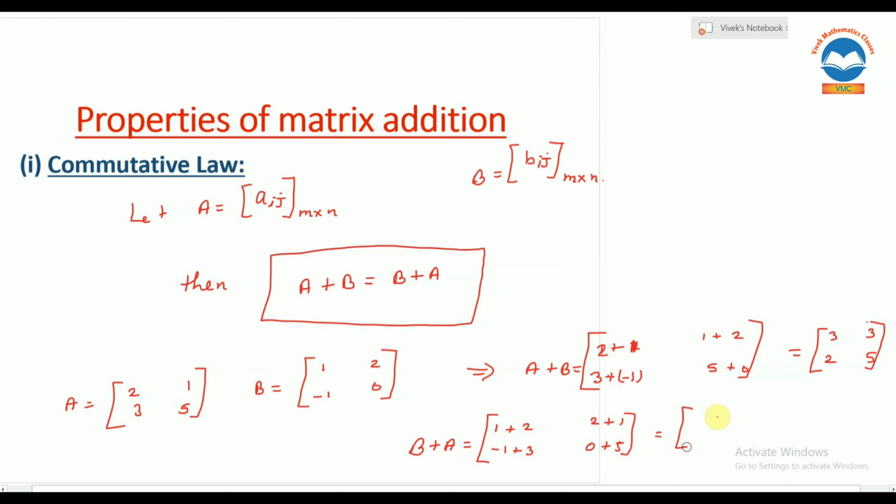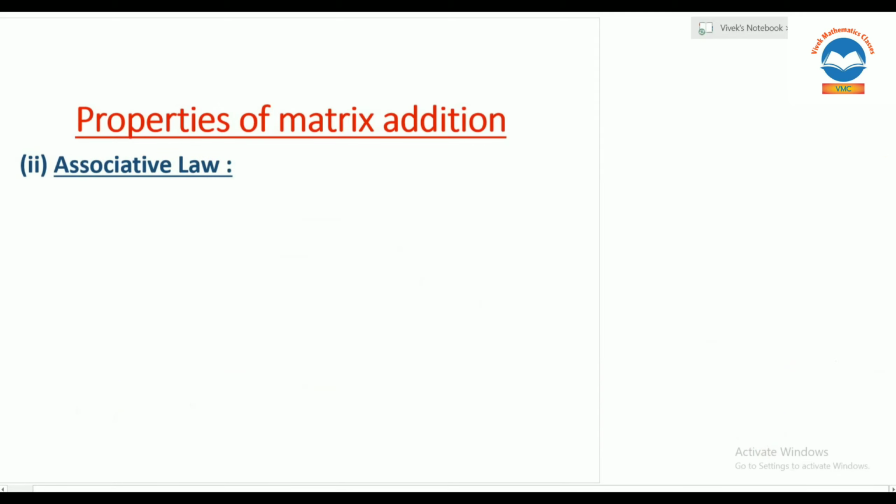So what will you get here? 1 plus 2 will be 3. 2 plus 1 also will be 3. And here minus 1 plus 3 will be 2. And here 0 plus 5 will be 5. So we are getting the same. A plus B we are getting as B plus A. It means it will follow the commutative law.